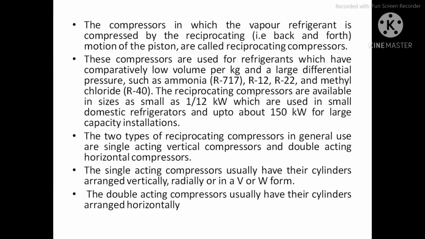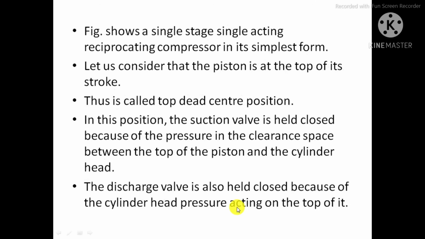The two types of reciprocating compressors in general use are single acting vertical compressors and double acting horizontal compressors. The single acting compressors usually have their cylinders arranged vertically, radially in a V or W form. This is the arrangement for single acting compressors. The double acting compressors usually have their cylinders arranged horizontally.